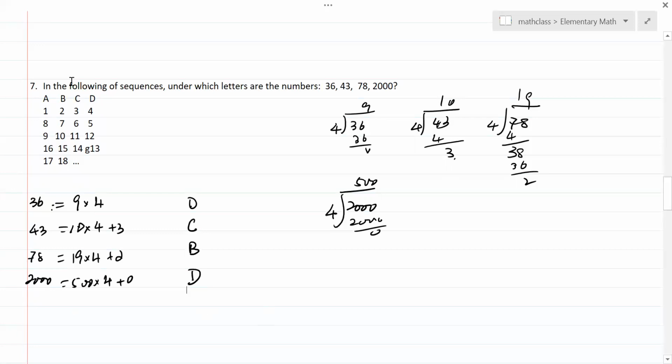Oh, what is G13? Sorry, that was a typo there.